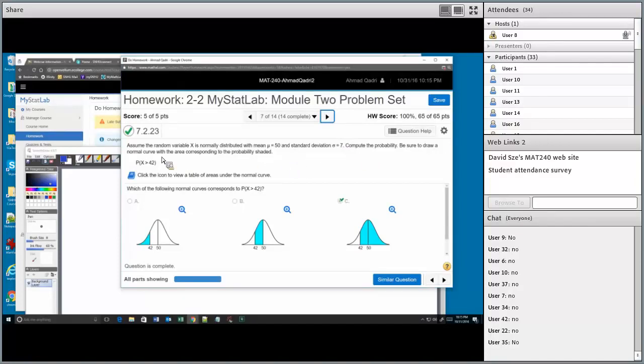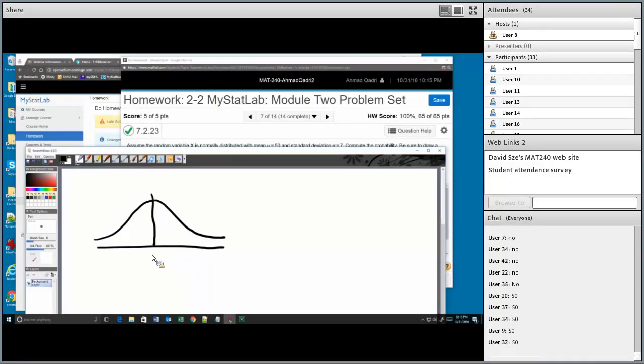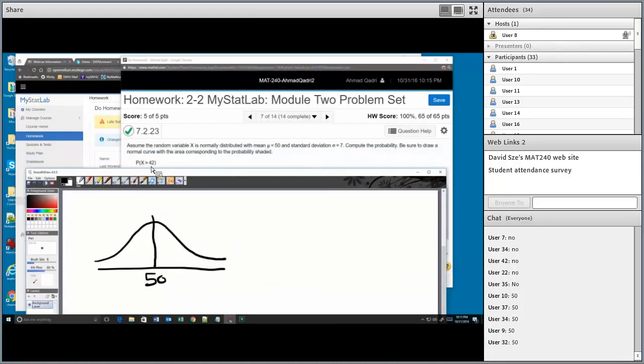Compute the probability. Be sure to draw a normal curve. All right. So first of all, let me draw this out. Okay, the mean is 50. So what is the center value? Mean is 50. So the center is 50. Okay, and we want probability. So now they're representing this with letter x. So this is an x distribution. We need probability that x is greater than 42. So where is 42 first of all here? Where's 42? On the right side or the left side?